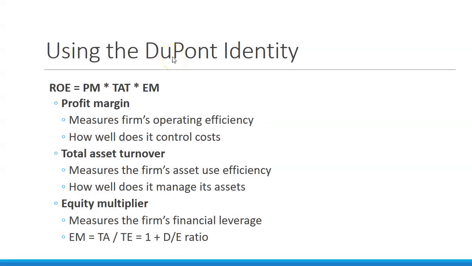When we're using the DuPont identity, we're taking the various components, such as profit margin, which is looking at our operating efficiency. How well do we control costs versus our income? So our net income is what's left over after we've paid all of our costs. If we have lower costs, we have a higher profit margin. Our total asset turnover is a measure of our asset use. How well do we utilize our assets to generate sales?